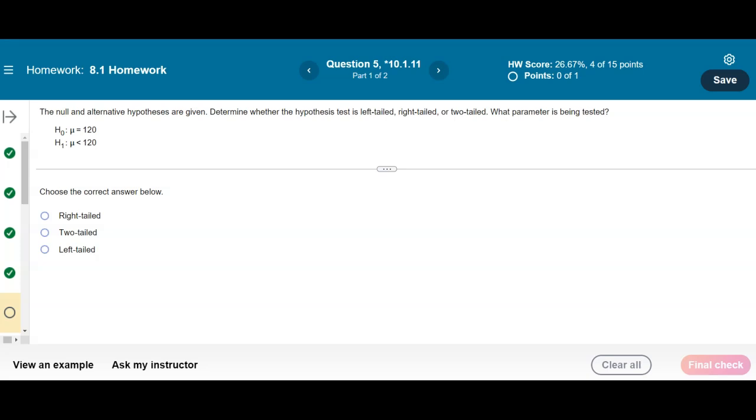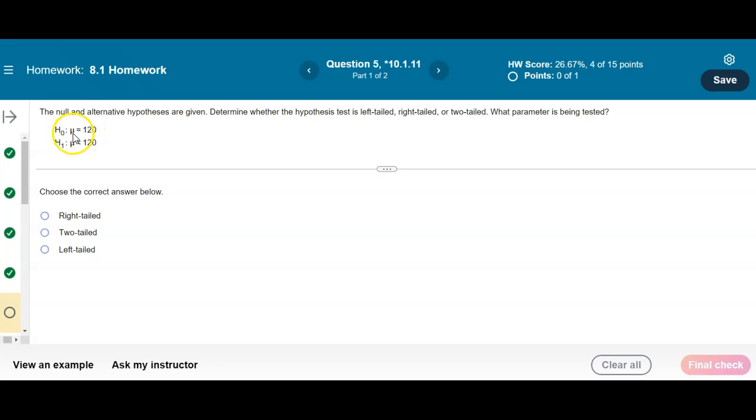Hey Stats class, let's look at a couple of these questions of what type of hypothesis test are we conducting based on the setup of the test. So remember, this is what we mean by a setup. The null hypothesis is where the mean or the proportion or the standard deviation actually falls, and then the alternate is where we think it should be, or an alternate, something that's the opposite of this.